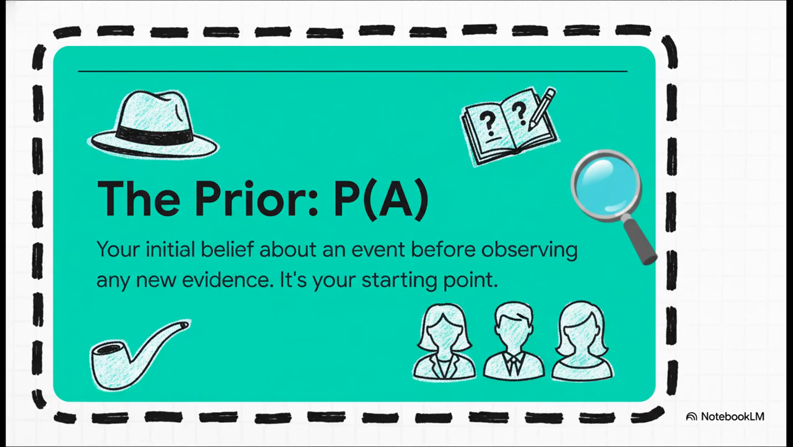Okay, first up, we've got the prior. The easiest way to think about this is it's just your initial hunch, right? It's what you believe before you see any hard evidence. For our detective, this might be their list of usual suspects based on years of experience, or just how common a certain type of crime is in the first place. It's our baseline, our starting point.